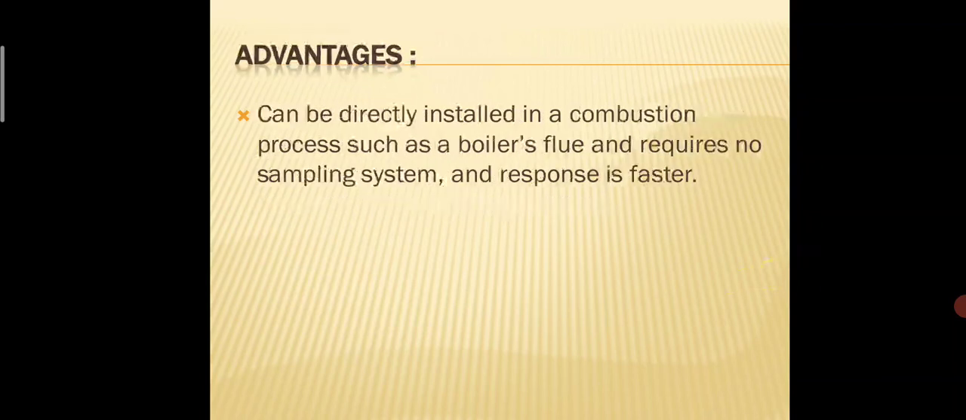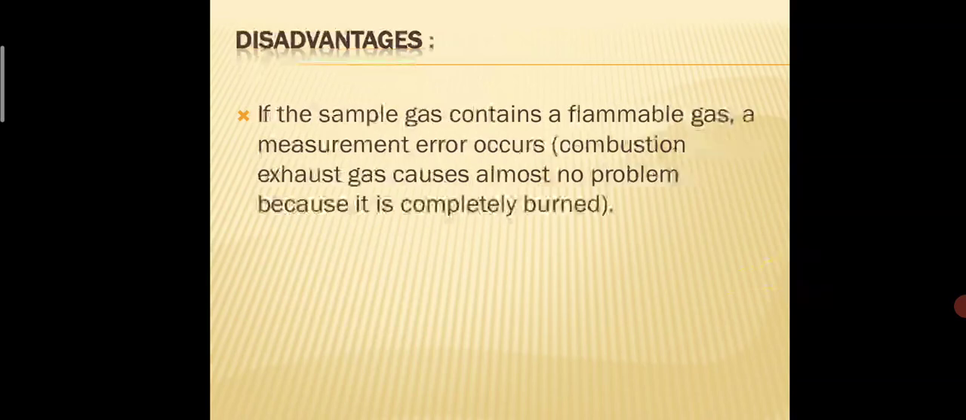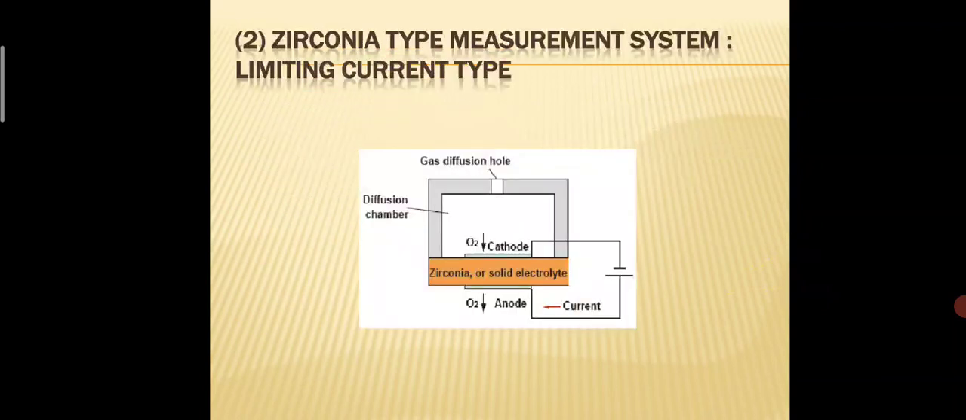Next, the advantages of this method: it can be directly installed in a combustion process such as boilers and flues, requires no sampling system, and the response is faster. Next, the disadvantages: if the sample gas contains a flammable gas, a measurement error occurs. The combustion exhaust gases cause almost no problem because they are completely burnt. These are the disadvantages of this system.